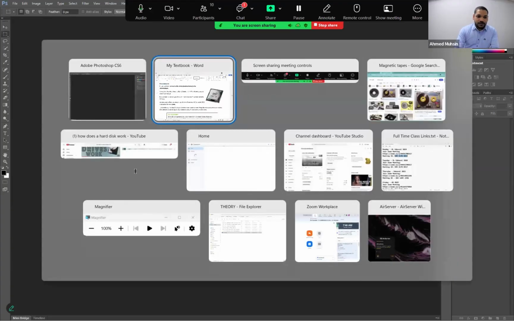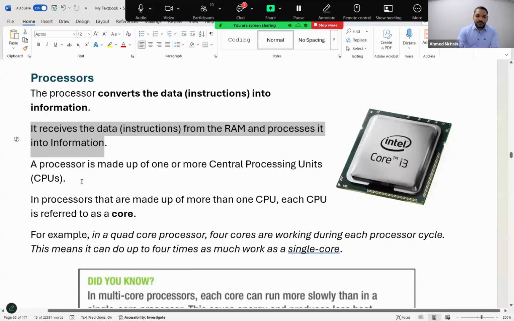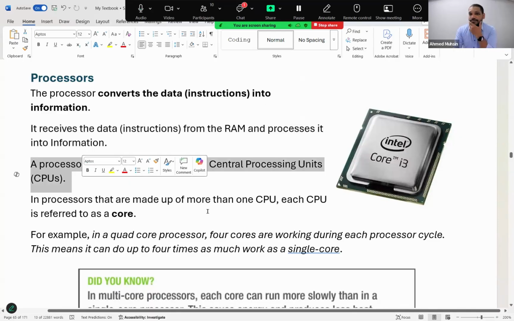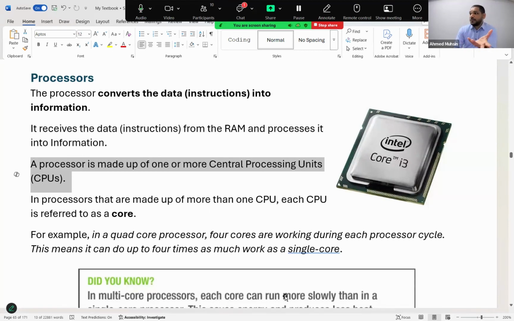Okay, right. Now guys, everyone read here. Can you all read this confusing statement here? A processor is made up of multiple CPUs. Now that's really confusing. You just told me a processor. How does it have multiple CPUs inside it?